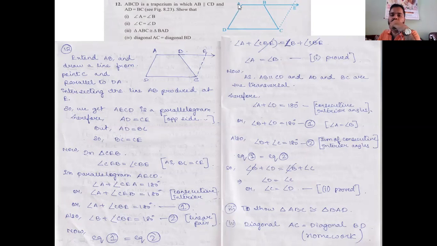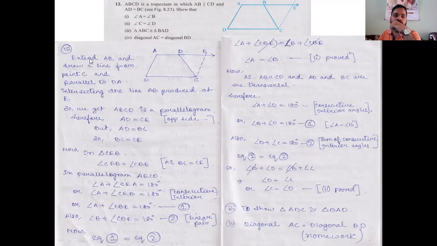So now what we got is ADCE is a parallelogram. If it is a parallelogram, then AD will be equal to CE. But you see, AD is also equal to BC, which means these three sides are equal to one another. AD is equal to BC and AD is equal to CE, which means BC is equal to CE. We are going to use this from here.